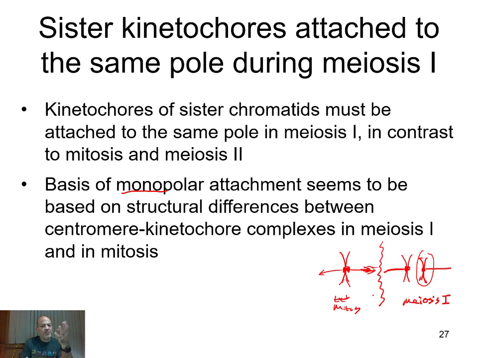When we talk about complexes in this context, we're talking about those proteins that make up the kinetochore, the centromere, and the microtubule binding to it. So there's some differences there. Obviously, it would make sense logically. There has to be some kind of difference there. However, that difference is reduced during meiosis 2, where each kinetochore connects to an opposite pole, just like in mitosis.